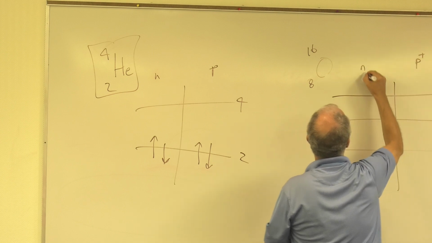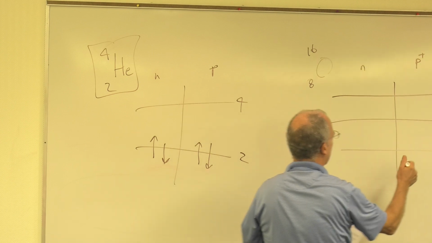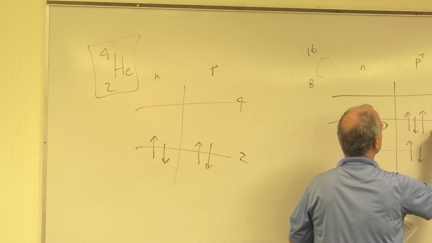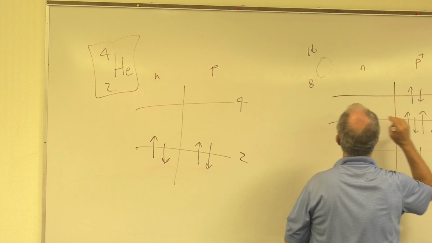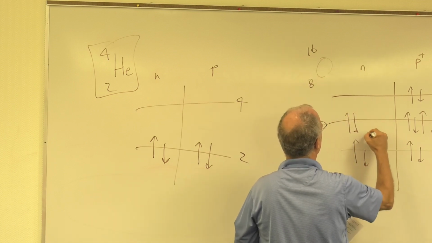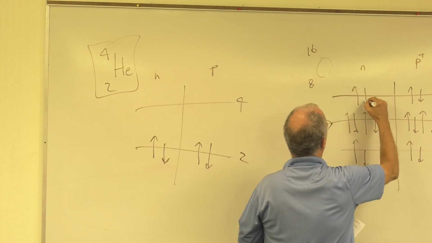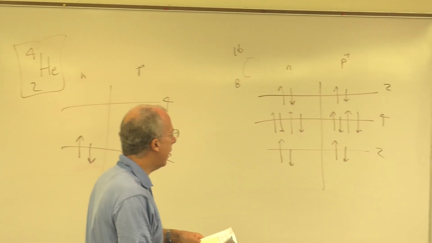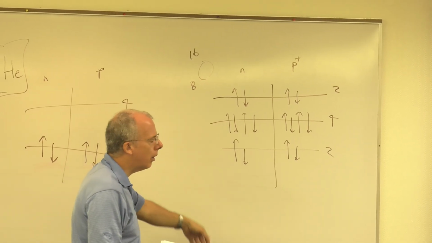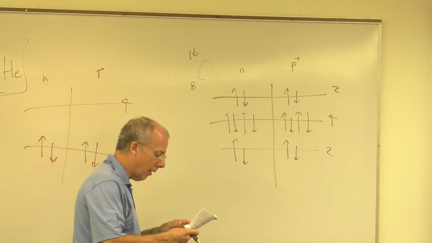Let's do oxygen-16. Proton, neutron. We have 8 protons, 1, 2, 3, 4, 5, 6, 7, 8. We have 8 neutrons, same thing. Once again, everything is full. So super stable, high binding energy, on and on and on.